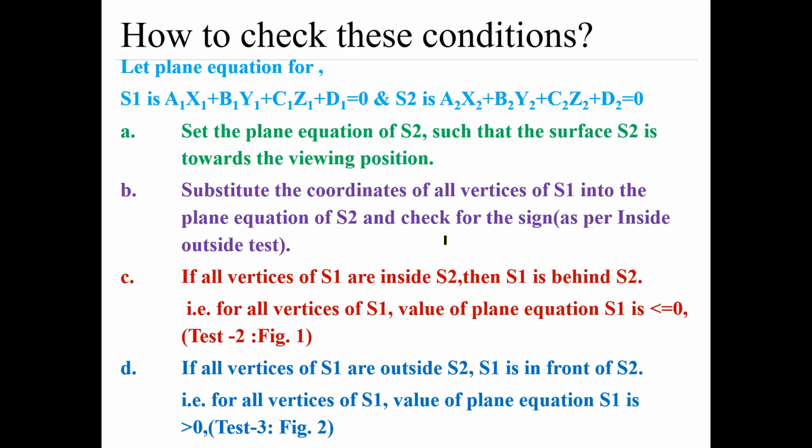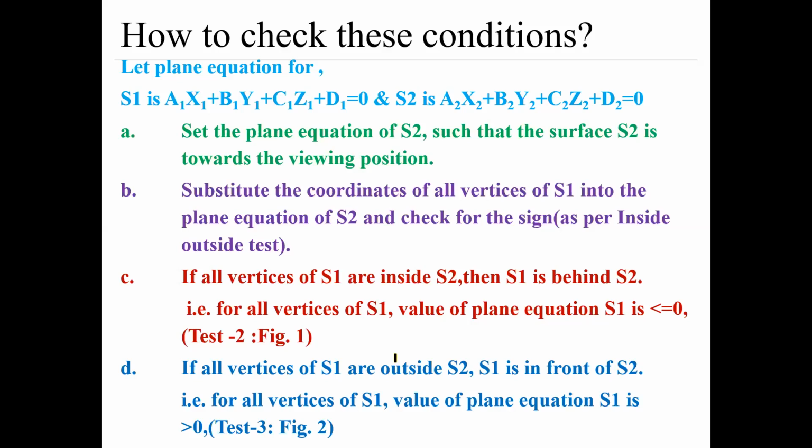Now the third step is to check whether all vertices of S1 are inside S2. If this condition passes, that means S1 is behind S2. When all vertices of S1 give a plane equation value less than 0, just like test 2 and figure 1 that we have seen earlier, then that surface is inside S2. That means S1 is behind the polygon S2, so test 2 passes.